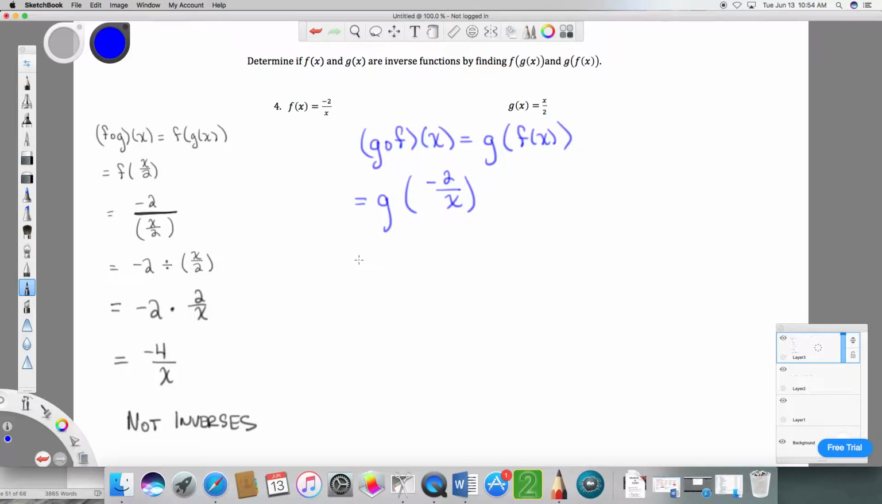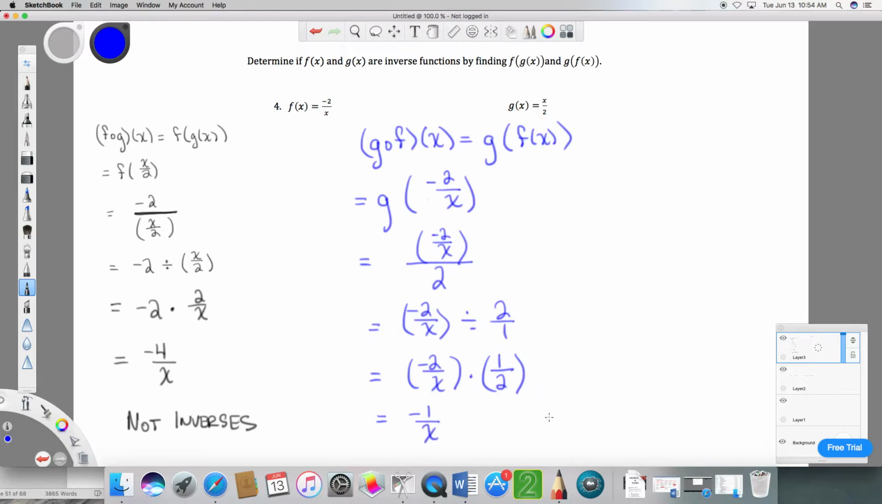So what does g do to the input? G always creates a fraction. The denominator is always 2, and the numerator is always the input. This time our input is a fraction, so we have a complex fraction. But just like over here, we can rewrite this as negative 2 over x divided by 2, and we can change that division to multiplication if we flip the divisor, take the reciprocal of the divisor. So here, when I multiply these together, I get negative 1 over x, and that's not equal to x.